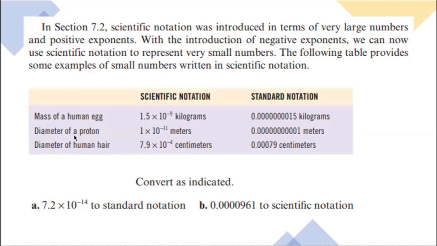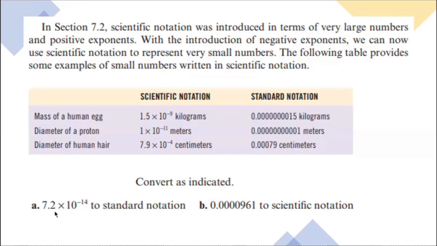Then the diameter of a proton is 1 times 10 raised to negative 11 meters. For standard notation, it is 0.00000000001 meters. And for the diameter of human hair, it will be 7.9 times 10 to the negative 4 centimeters. Or it will be 79 hundred-thousandths centimeters.